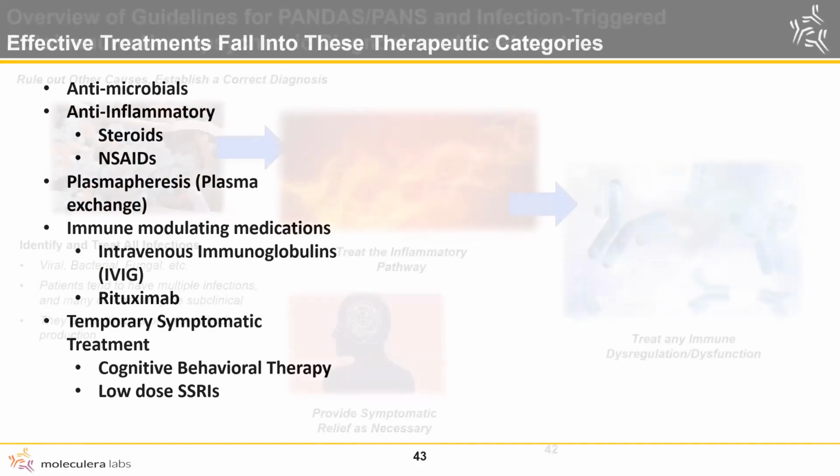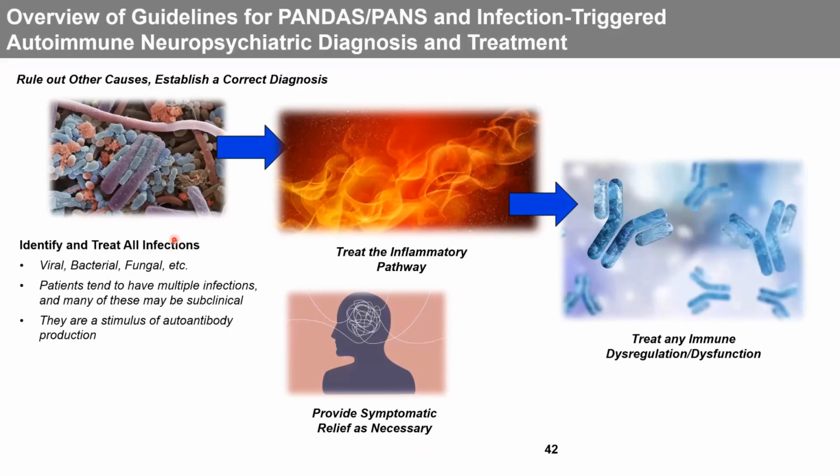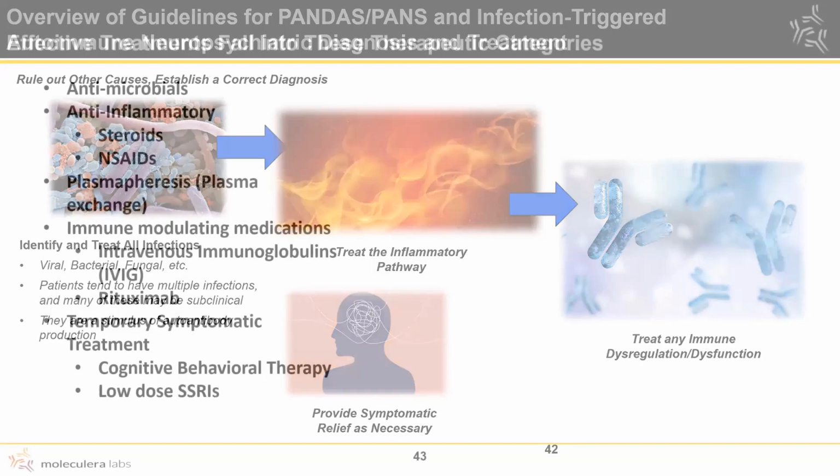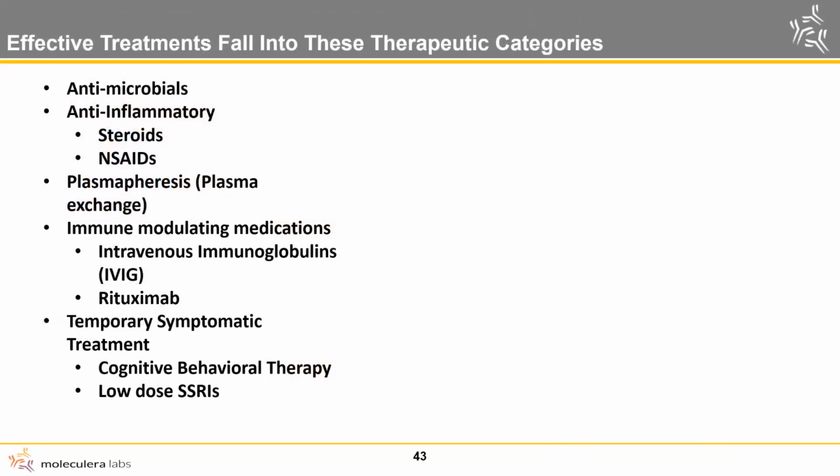In cases where patients have an early diagnosis, the memory B cells probably aren't strong enough, and therefore the immune response is not as strong. In cases where many years have transpired, often they will need some type of immune system treatment because the immune system is very strongly activated in these patients. So these effective treatments fall into these therapeutic categories, and I won't go into detail. There are some studies and some guidelines that I'll share with you.